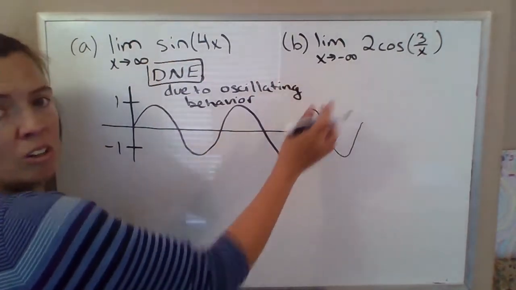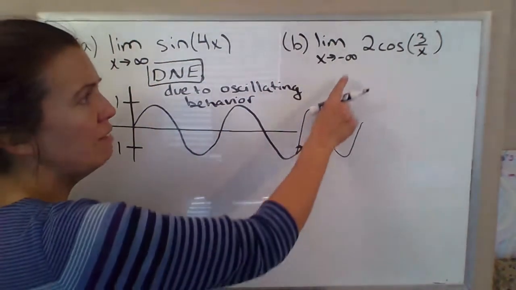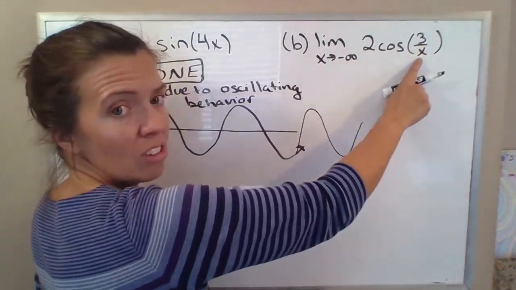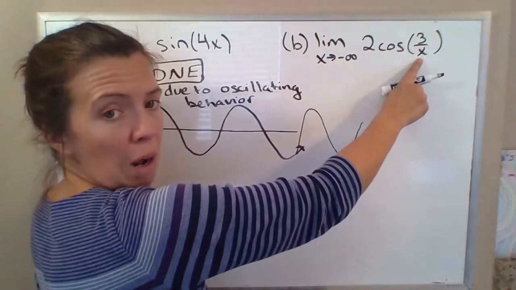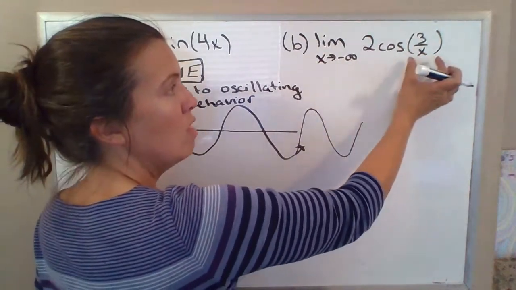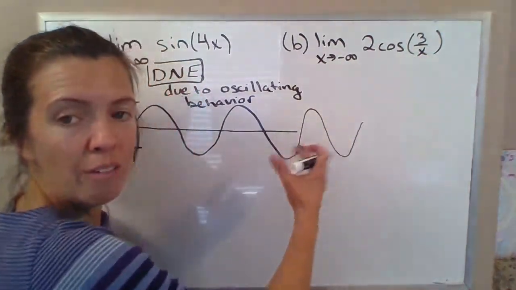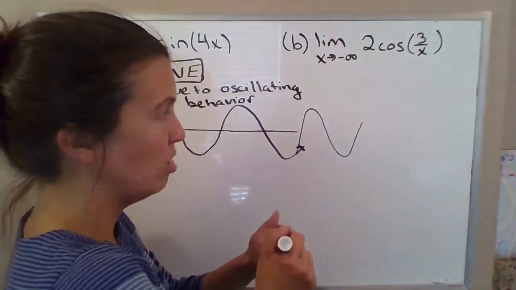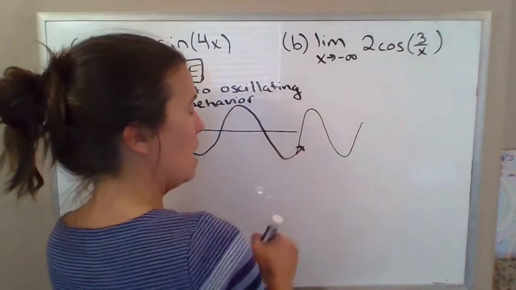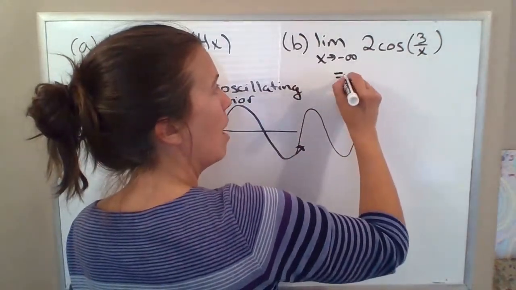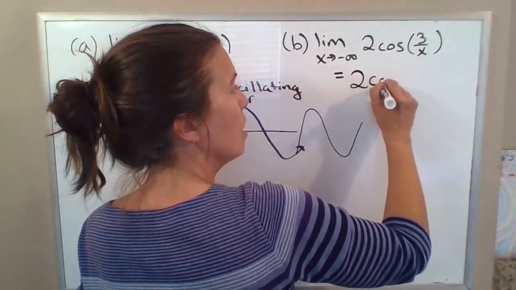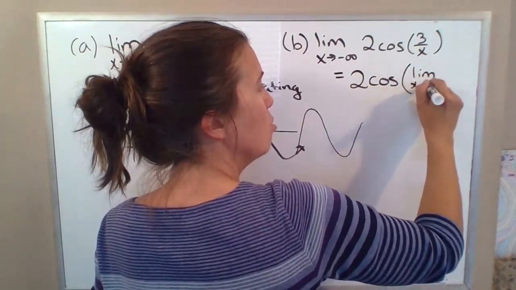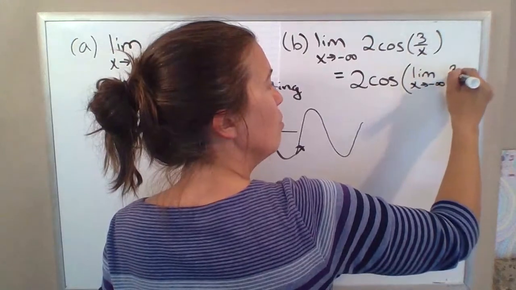Example B here. So the limit as x approaches negative infinity of 2 times cosine of 3 over x. Well, there's a property of limits that says we're allowed to take the limit of just the inner function. When you have an f of g of x situation, so you have one function inside of the other function, it's okay to think of this as 2 times cosine of the limit as x approaches negative infinity of 3 over x.